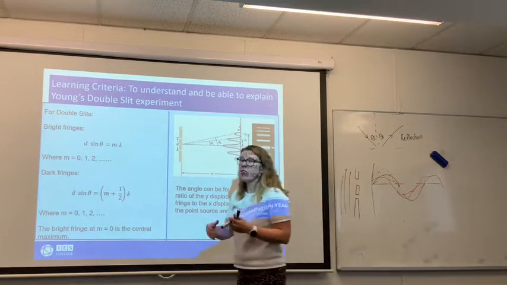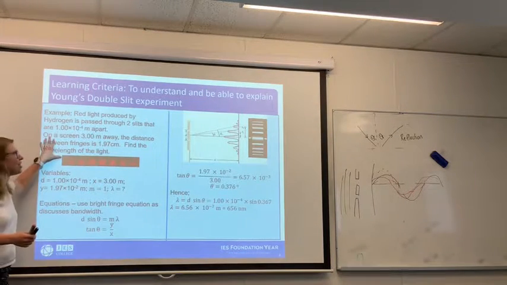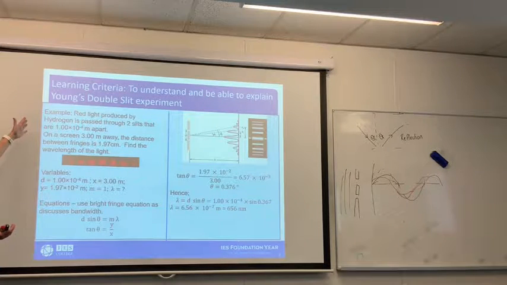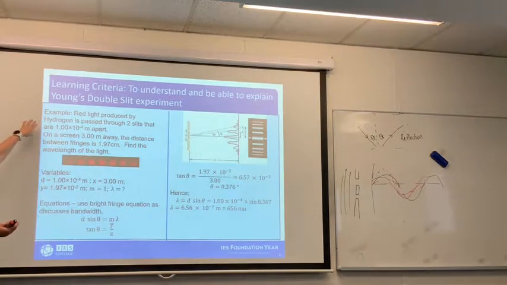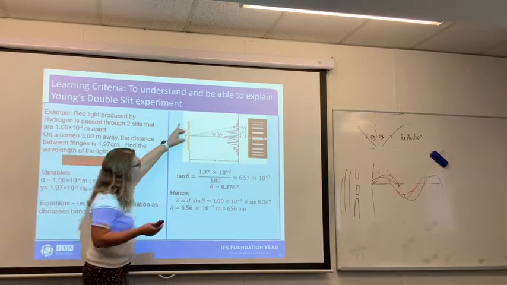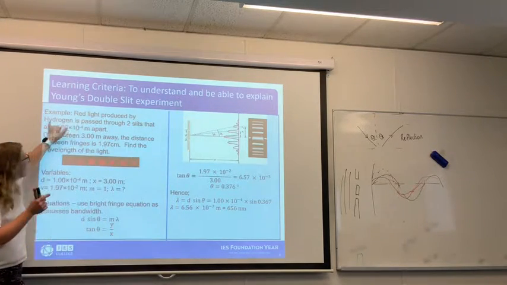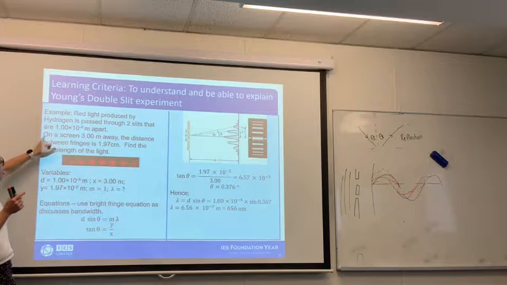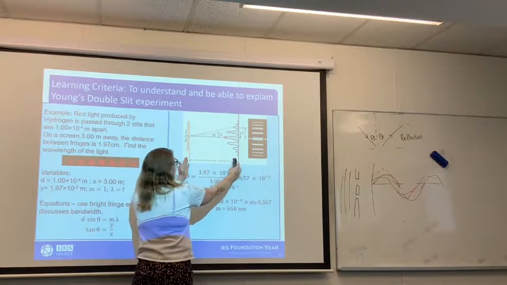Okay? So for you guys, for now though, you're like, what do I need to know for the exam? Well, okay, you need to know how to utilize it. So given an example question like this: red light produced by hydrogen, and we've got the spectral strips, I'll get them out on Friday and we can have a bit of a look at them. It's produced by hydrogen, and is passed through two slits that are 1.00 times 10 to the negative 4 meters apart. So very tiny distance apart. You've got a wavelength, which is the red light from hydrogen, on a screen 3 meters away. So it's giving you, from the slits to the screen, 3 meters away.